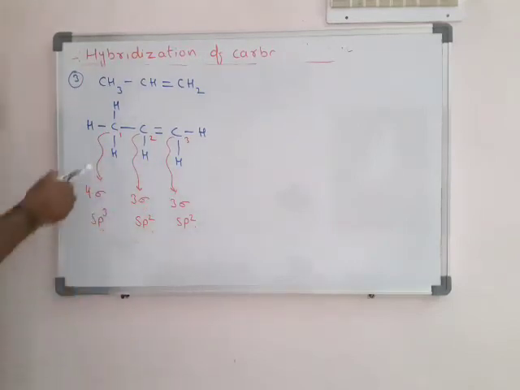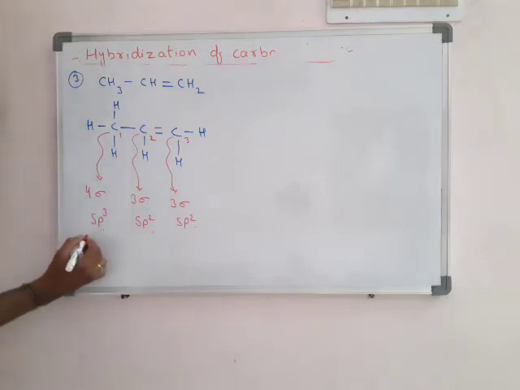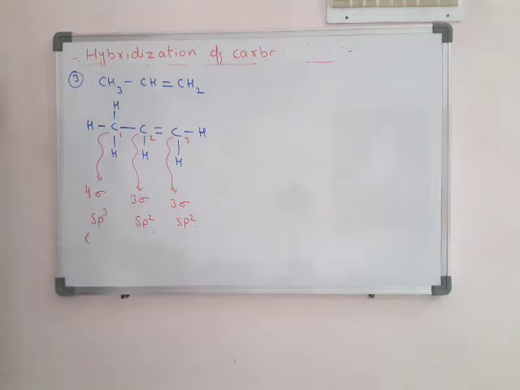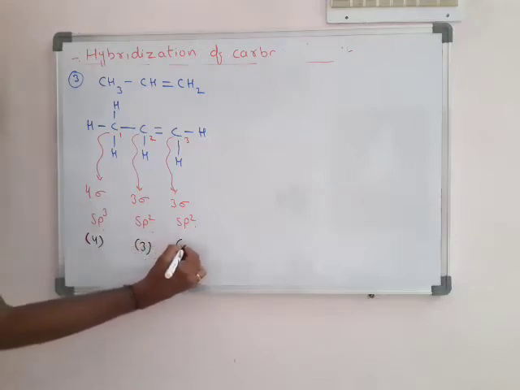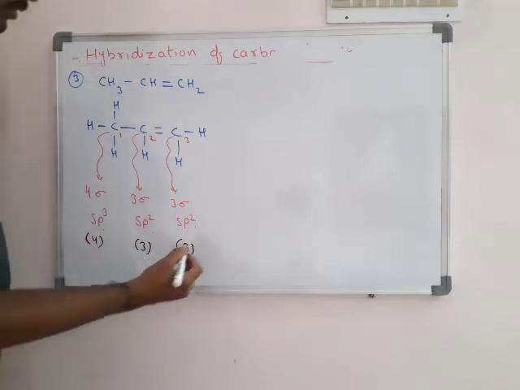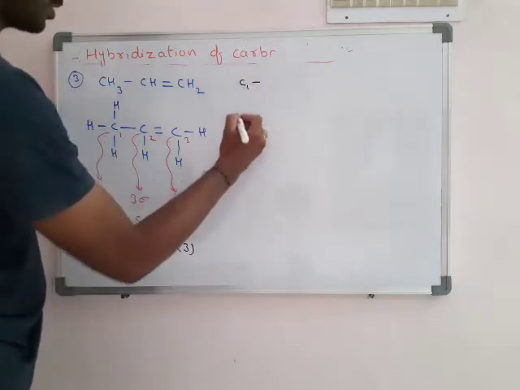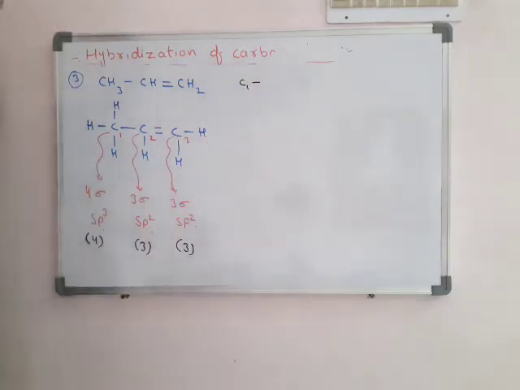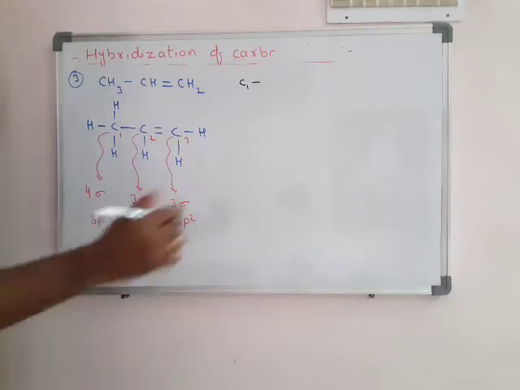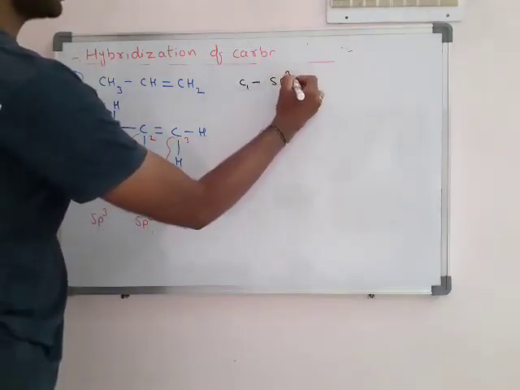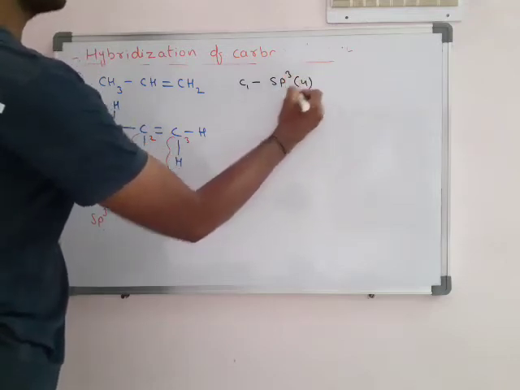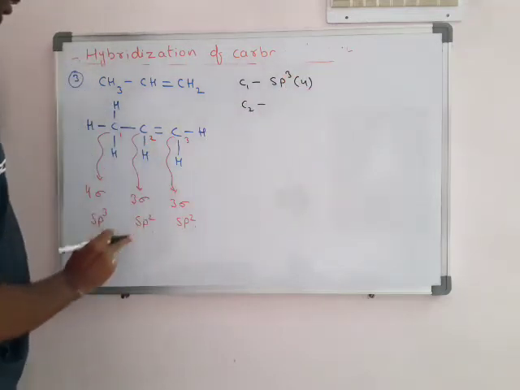Here the hybrid orbitals form. If it is sp3, then 4 form; if it is sp2, then 3 form. So the hybridization of the first carbon, again, no need to write here, we need to follow the simple method. C1 is sp3, so 4 form.